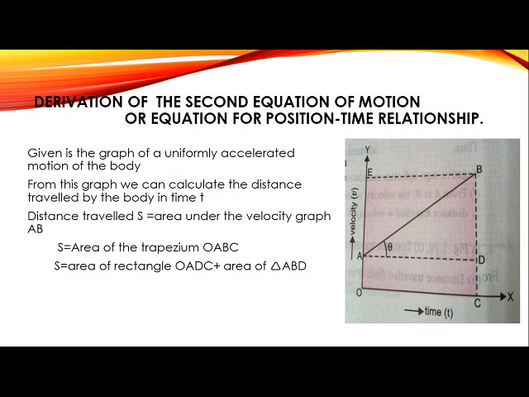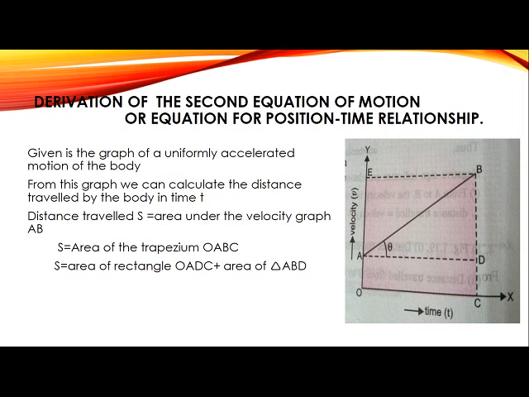Derivation of the second equation of motion, or equation for position-time relationship. Children, given is a graph of uniform accelerated motion of the body. From this graph, we can calculate the distance travelled by the body while moving from point A to point B in a stipulated time t. From this graph, we can calculate the distance travelled by the body. So how do we find it?